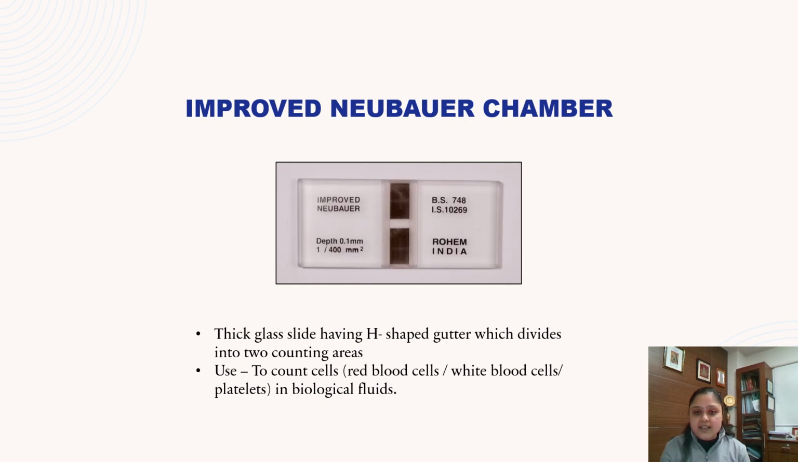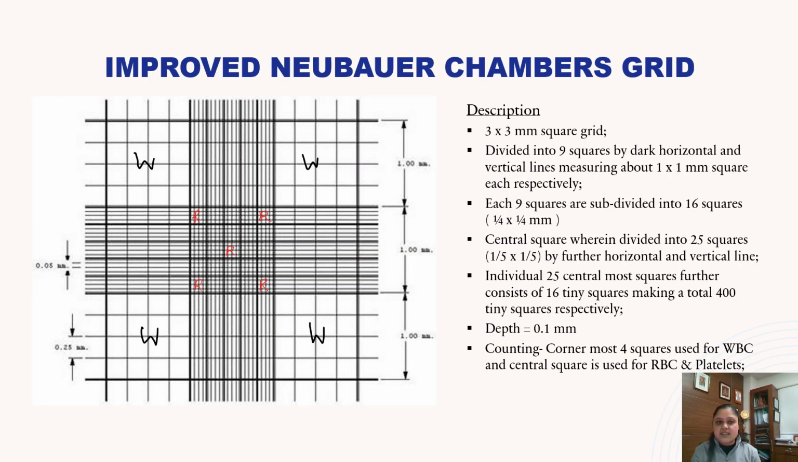Now, it's important that we understand the design of the improved Neubauer's chamber. This Neubauer's chamber is available as a 3 into 3 mm grid, which is being further divided into 9 squares by the horizontal and the vertical lines measuring 1 into 1 mm square.